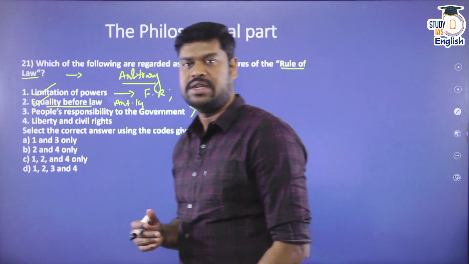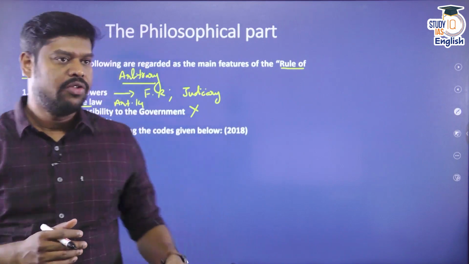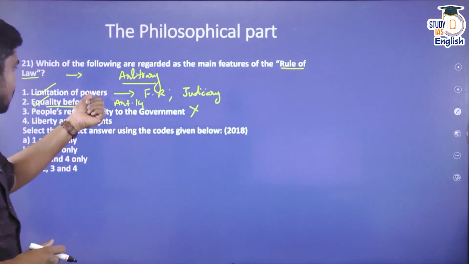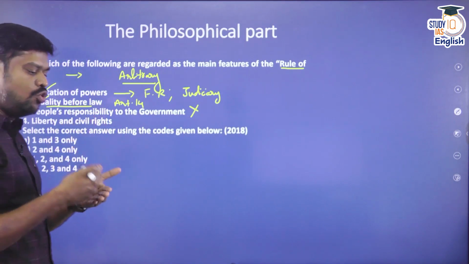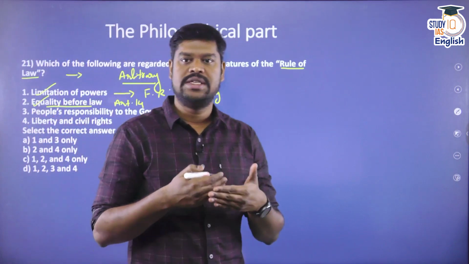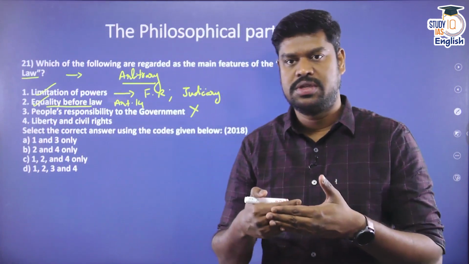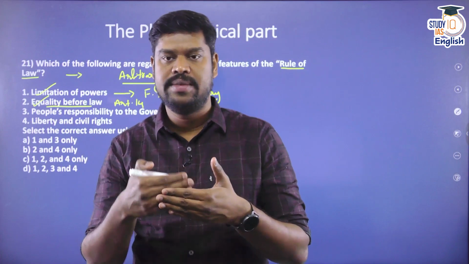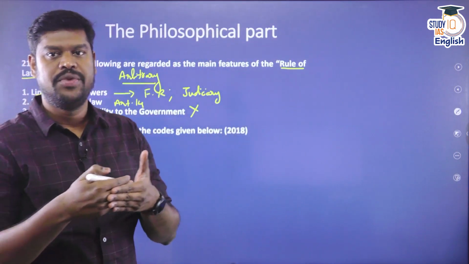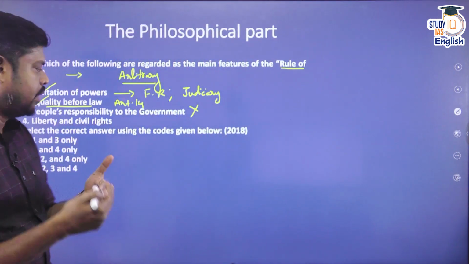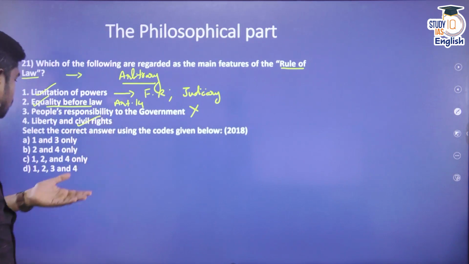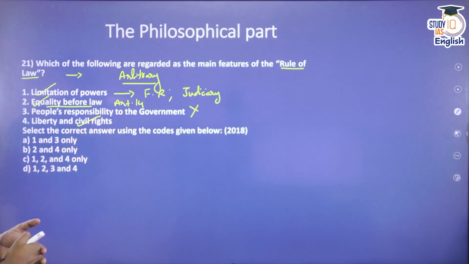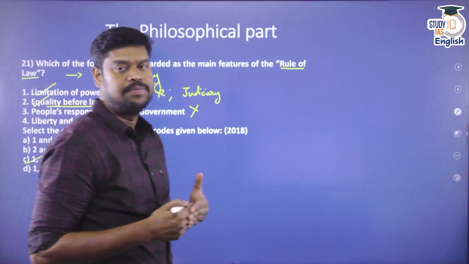Liberty and civil rights. This is very, very important. Now this is again linked to the concept of limitation of powers. How can you limit the powers of the state? By providing certain liberty and rights to the citizens. So liberty and rights are very much essential to protect against arbitrary action of the state and to ensure rule of law. So this is also true. So select the correct answers using the codes given below. The right answer would be options 1, 2 and 4 only, that is option C.